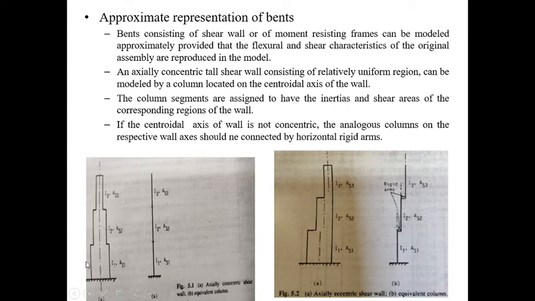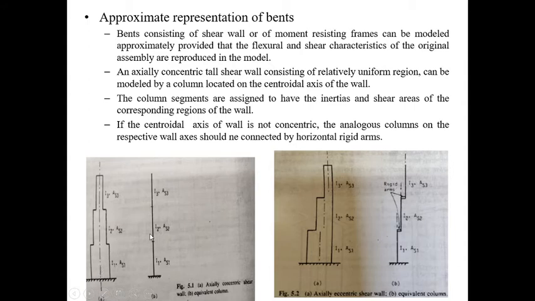This is the model which is representing the actual structure. Whether it is a shear wall or a moment resisting frame, the flexural and the shear characteristics of the original structure should be reproduced in the model. Now there are two pictures you can see here. In the first one, this is an axially concentric tall shear wall, and it has a uniform section.